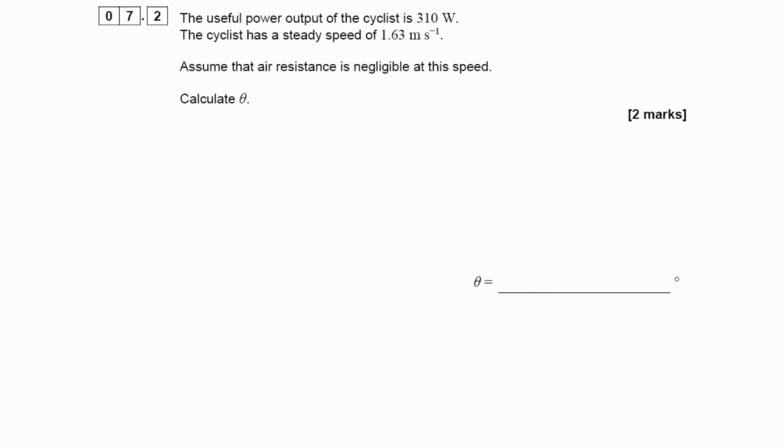For part 2, the useful power output of the cyclist is 310. So useful P_U, and then we're told the cyclist's speed as well as they go up the hill. So v is equal to 1.63. And we're told air resistance is negligible, and we want to work out what theta is.